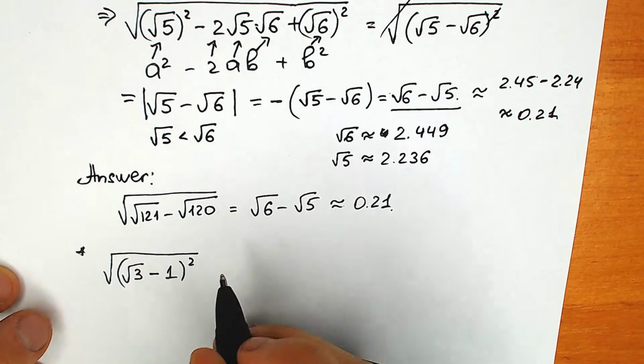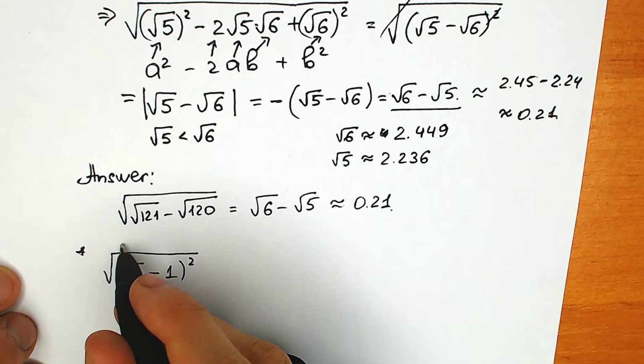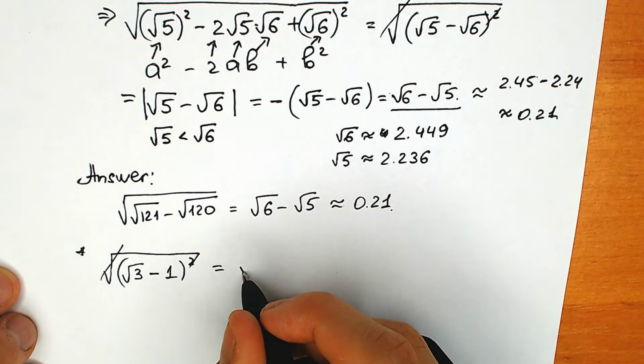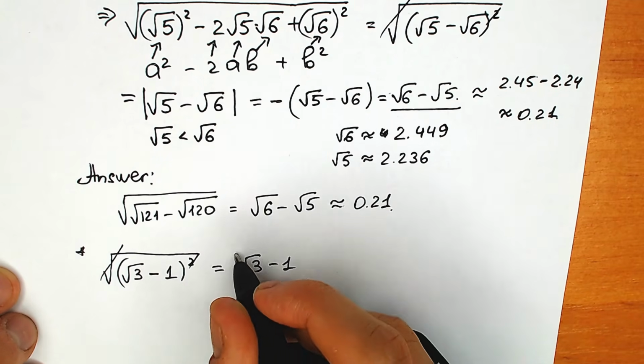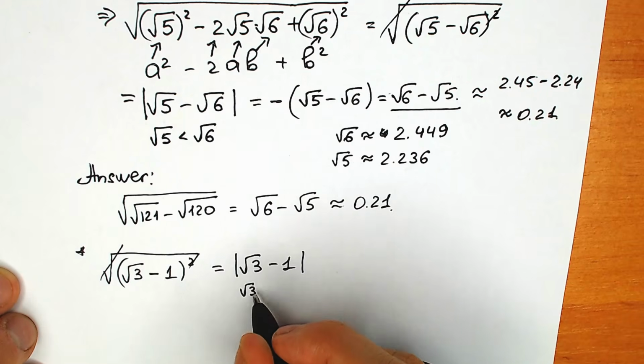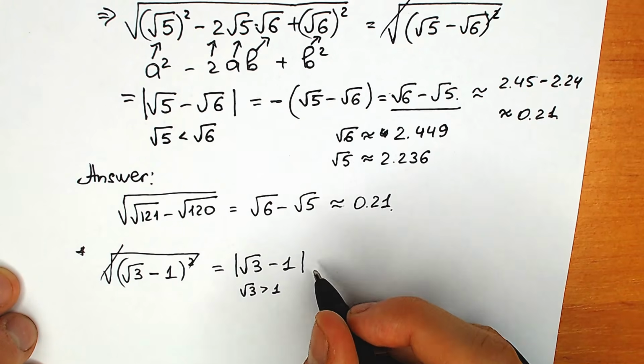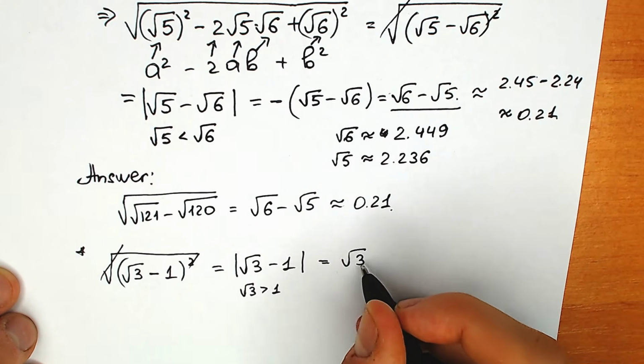Everyone knows, as I said before, we need to cancel it. I'm going to cancel it, and as a result we have square root of 3 minus 1. In this case, square root of 3 is greater than 1, so this expression is positive, so we can easily leave it like that. Square root of 3 minus 1 is our answer.